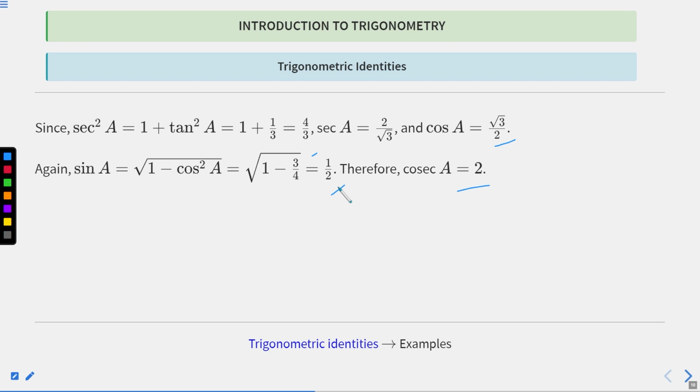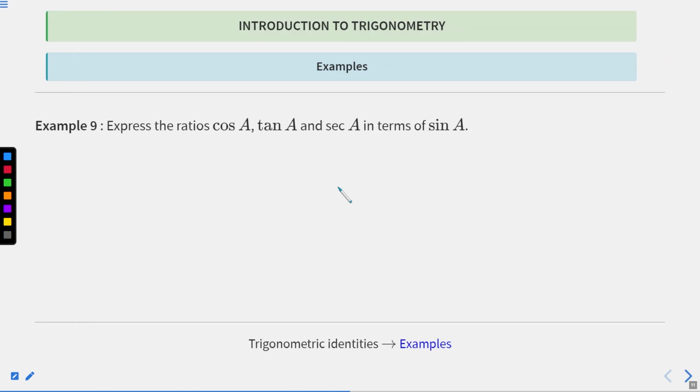Okay, so by using these identities, you can find other trigonometric ratios if we are given the value of one trigonometric ratio. Now let us see some examples. In this portion, we'll explore some examples. So let us see this example.